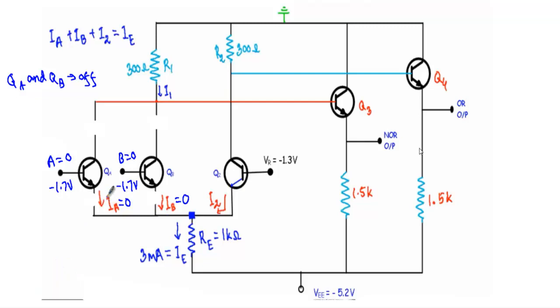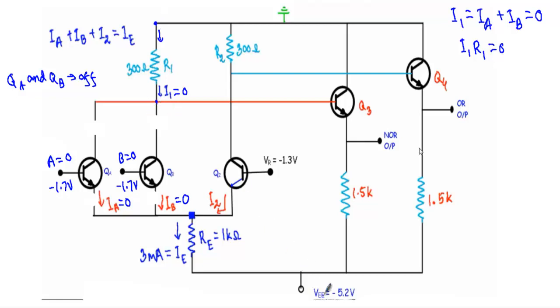As the current through this path and this path will be equal to 0, this I1 should be the sum of the collector currents IA plus IB. Therefore, it will be equal to 0. That means there will be no current flow through the resistor R1. As I1 is equal to 0, the voltage from this terminal to this terminal, I1 R1, will be equal to 0. So there is no voltage drop from this terminal to this terminal.